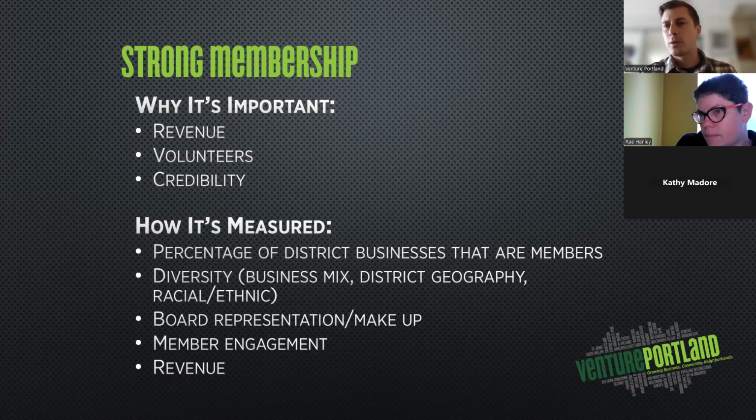You can also track the diversity of your membership. And, that's not only the types of businesses you have. So, looking at how many restaurants do we have? How many retailers do we have? How many service businesses do we have? And does that reflect the business mix in the district? So if your district has a lot of restaurants, you should have a lot of restaurant members, that sort of thing. But it can also be determined by district geography, right?